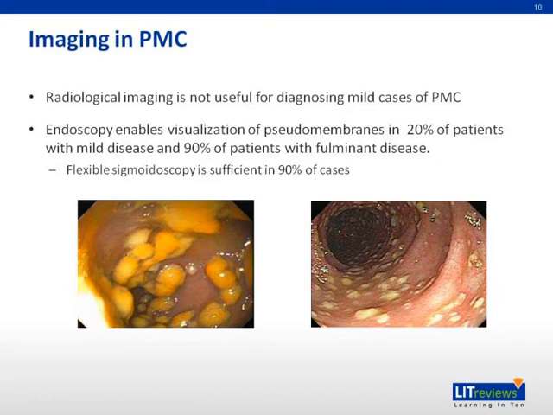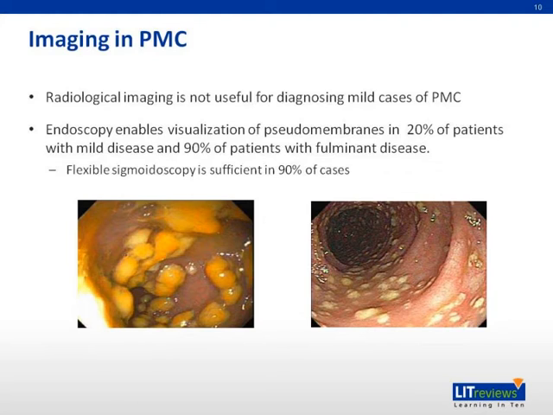So what you're seeing here are the famous pseudomembranes of pseudomembranous colitis. And you can see I've shown two colonoscope images, and you can see that these yellowish or pale colored pseudomembranes are present in these two patients. They're not present in all patients.